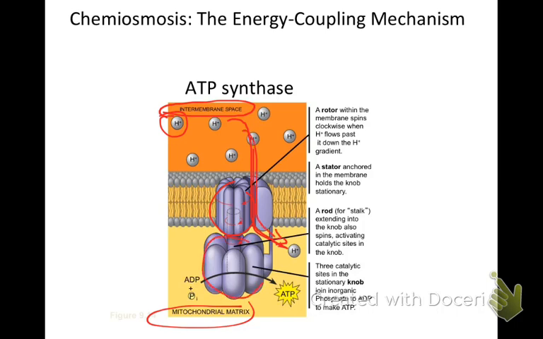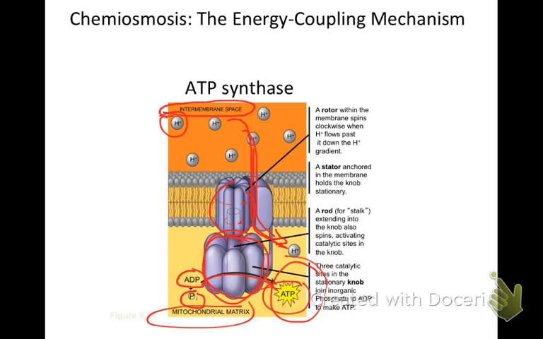That's going to activate this knob right here that's in the matrix. This catalytic knob's main job is to take ADP and phosphate and catalyze the reaction of making ATP. And that's how we make a bunch of ATP. This is actually where we make most of our ATP.